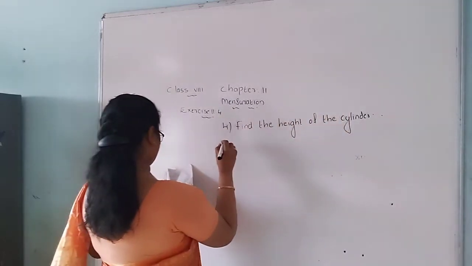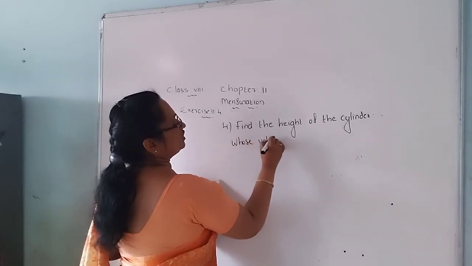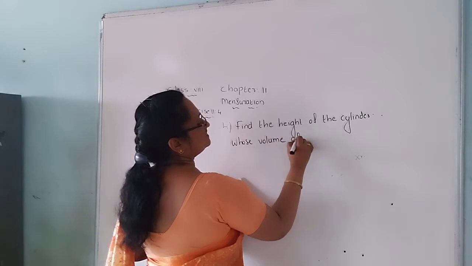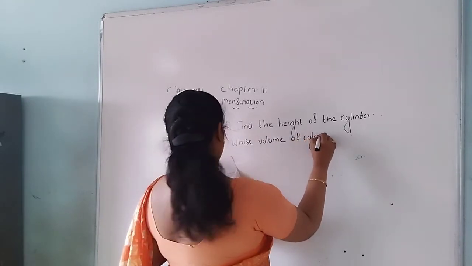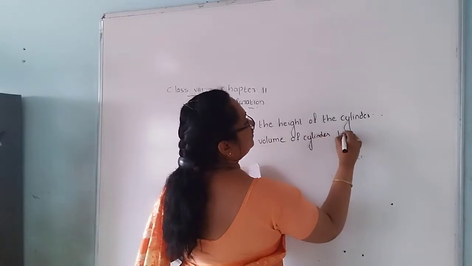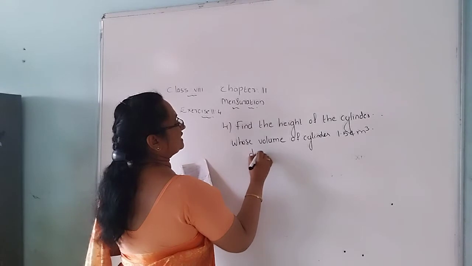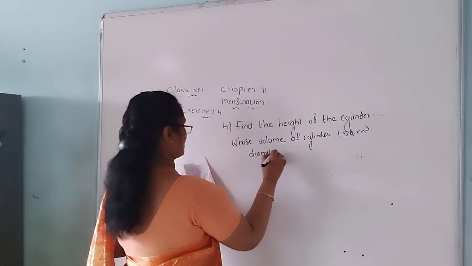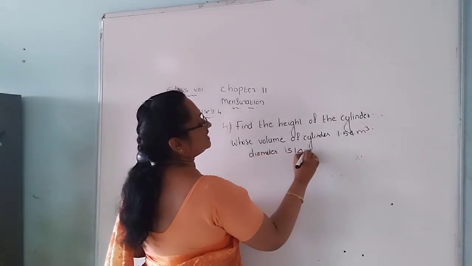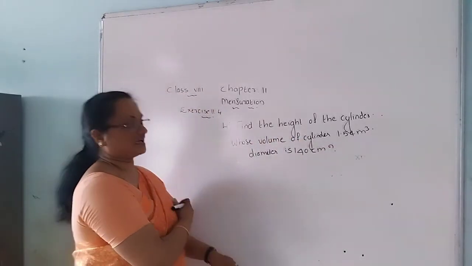Then, whose volume is given? Whose volume is directly given. You don't have to find it. Volume of the cylinder is directly given, equal to 1.54 meter cube. Diameter is also given. Diameter of the base is given as 140 centimeter. What were they asked to find out? Find out the height of the cylinder.